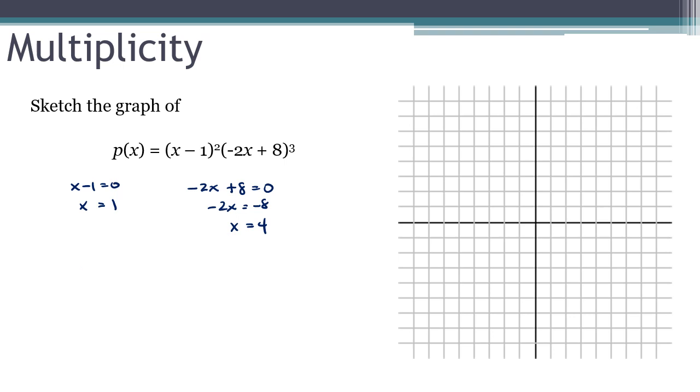Okay, good. Now, what are the multiplicities of these things? Well, the multiplicity of x equals 1 is 2, and the multiplicity of 4 is 3. So I know my conclusion here, it's going to touch the graph at x equals 1, and it's going to cross the graph at x equals 4. All right, so let's put those on here. I'm going to put 1. I'm going to go 1, 2, 3, 4.